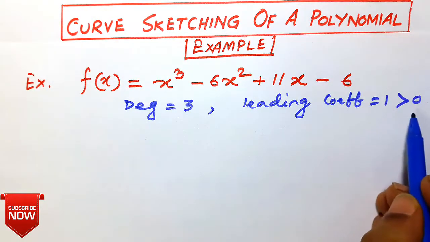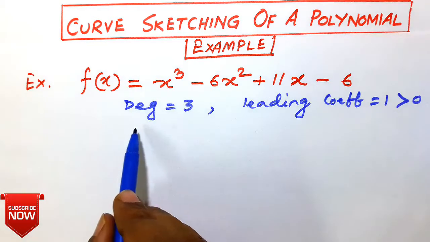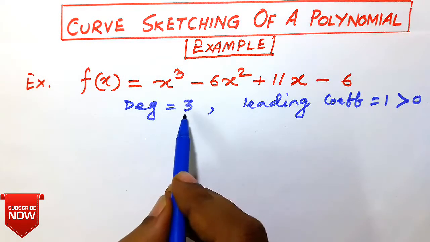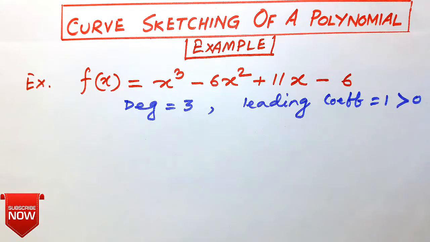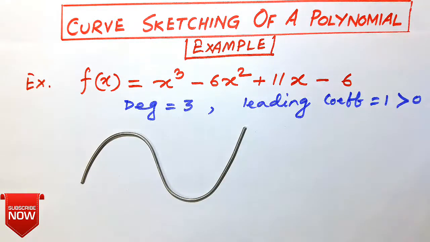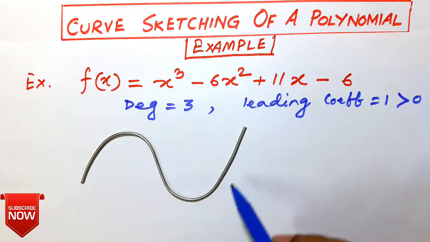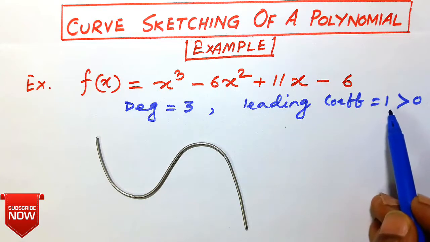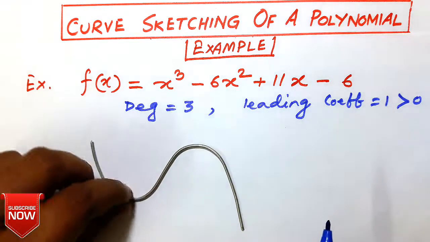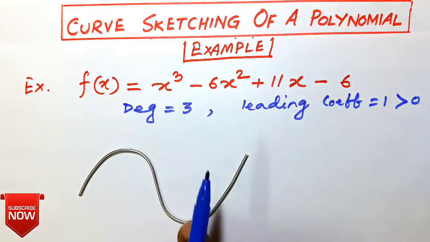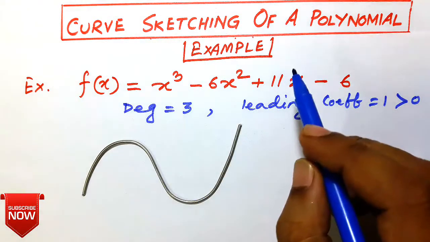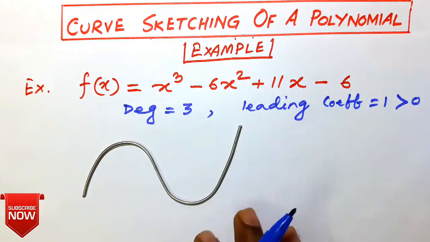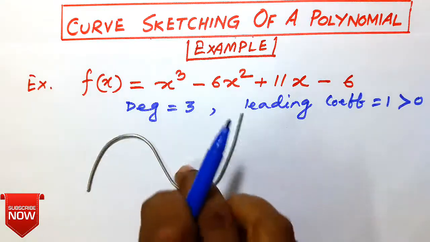In the earlier video, I have shown that when the degree is odd, then the curve ends are in the opposite direction, like this. One curve end will be in this direction, then the other curve end will be in this direction, maybe in this way also. Now when the coefficient is positive, then the first curve end will be in the lower direction and the second curve end will be on the upper direction. Okay, so the curve will look like this one.